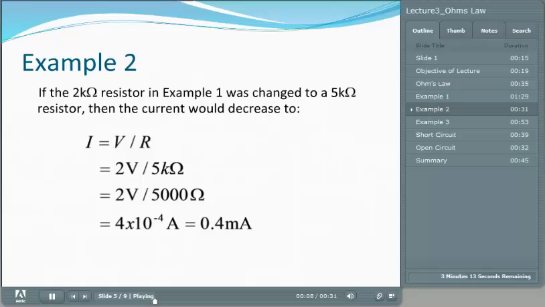We would expect that the current would decrease because there is an inverse relationship between current and resistance if the voltage is held constant. To calculate the new current that would flow, we again apply Ohm's law. I equals V divided by R. As expected, the current decreases to 0.4 milliamps.